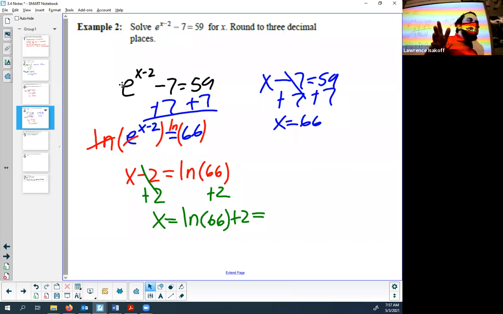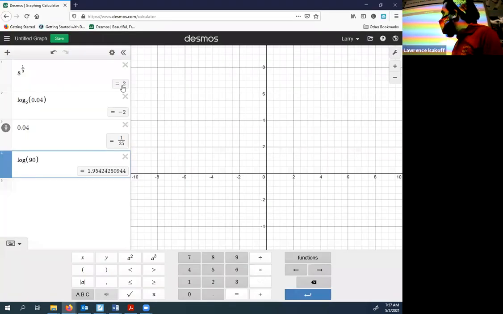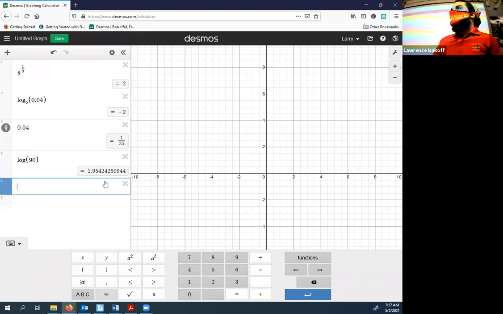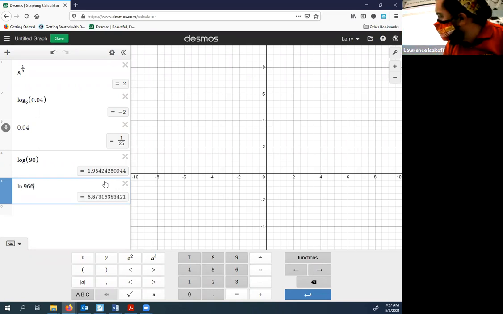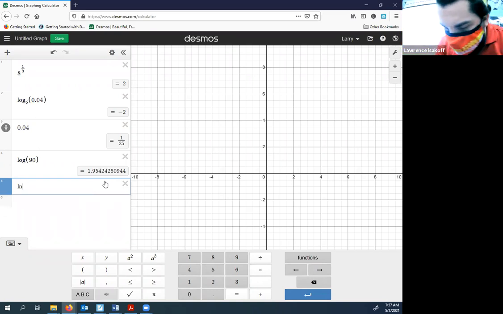Now I am literally just going to type this in the calculator. Natural log of 66 plus 2. Honestly, I don't have any good predictions for that. Should be somewhere in the area, a little closer to 4, maybe 3 point something. ln of 66. Whoop.